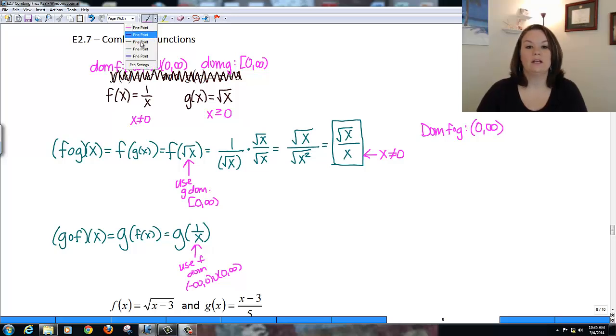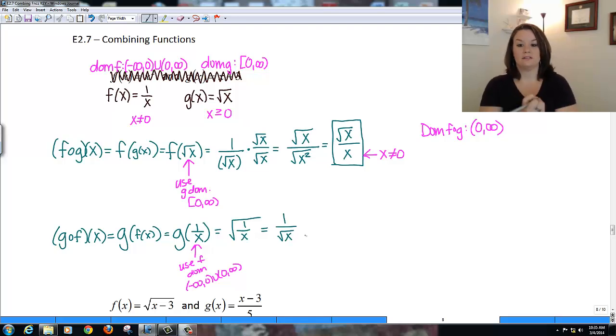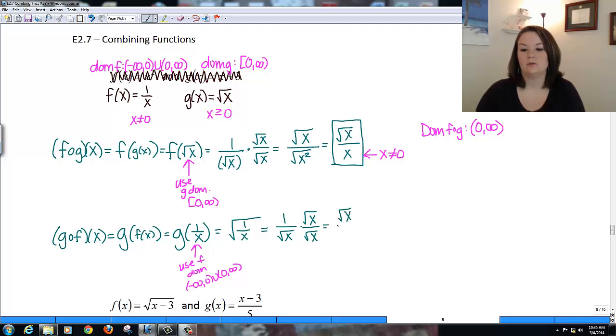When I plug this into my g function, it says to take the square root of my input. When I take the square root of 1 over x, the square root of 1 is just 1, and then the square root of x is the square root of x. So notice we actually ended up with the same thing we had on the last function. Again, we need to rationalize the denominator because we can't enter radicals in the denominator in my math lab. So I'm going to multiply on top and bottom by the square root of x, which gives me the square root of x over the square root of x squared, which just becomes the square root of x over x.